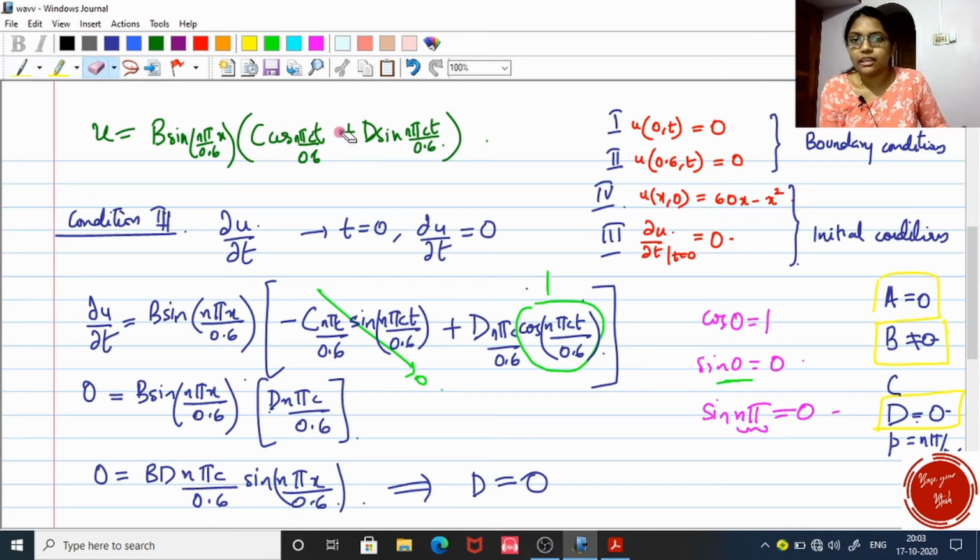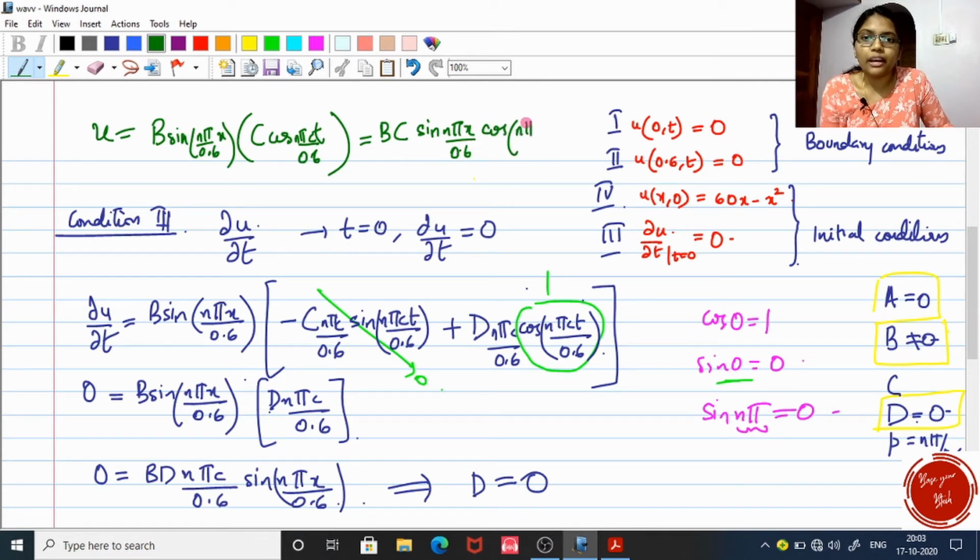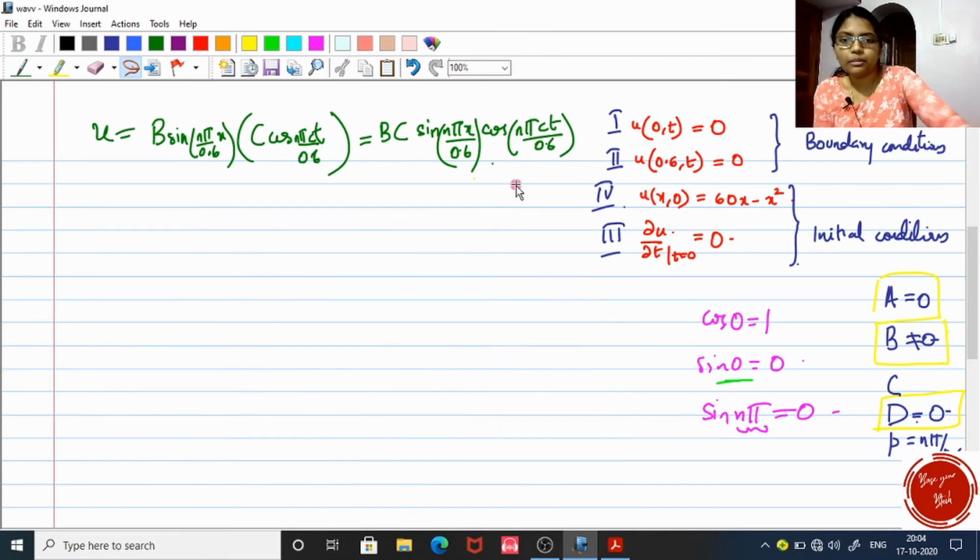So what happens? We just have to remove this term to 0. So our equation now gets reduced to bc sin n pi x by 0.6 into cos n pi ct by 0.6. Let me write the constants together: bc sin n pi x by 0.6 cos n pi ct by 0.6. Okay. Let me erase completely, because here onwards I need to say something.